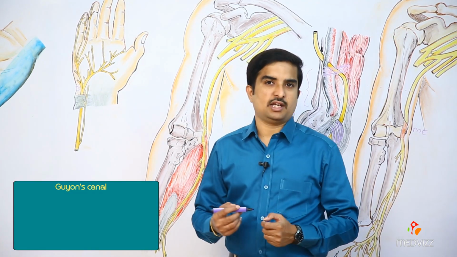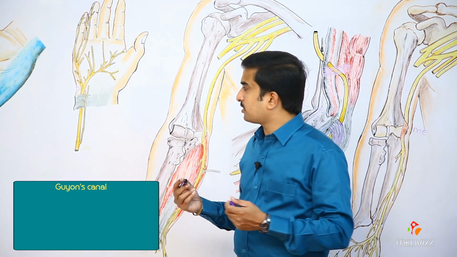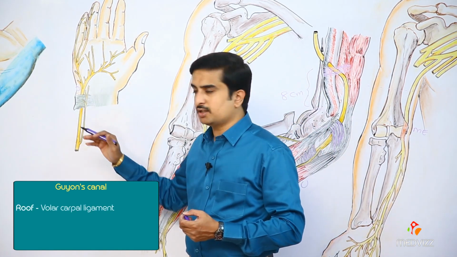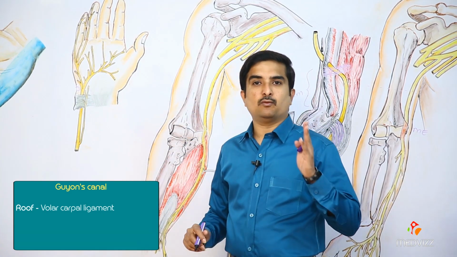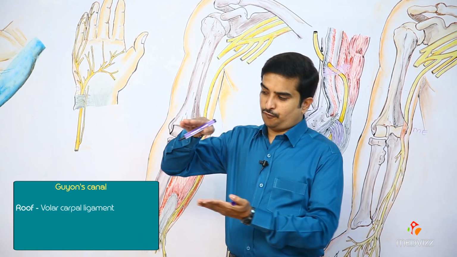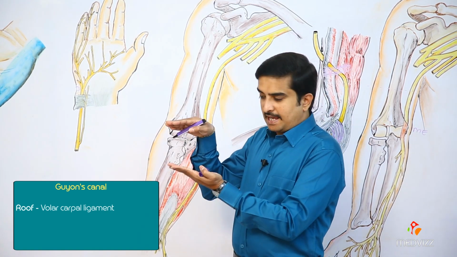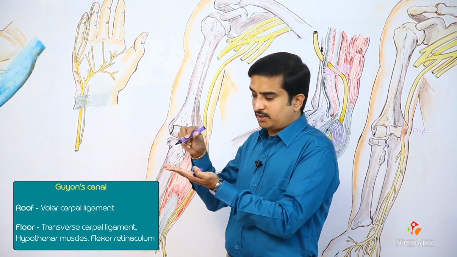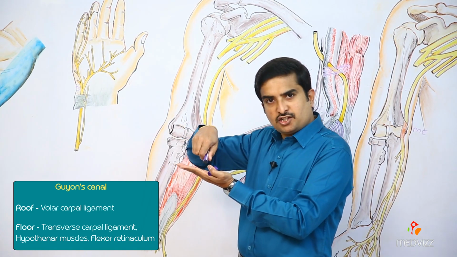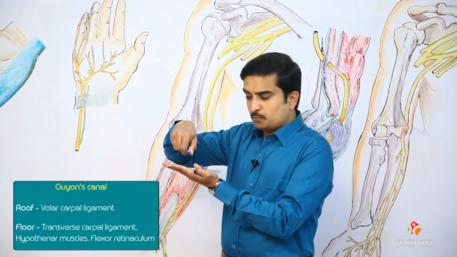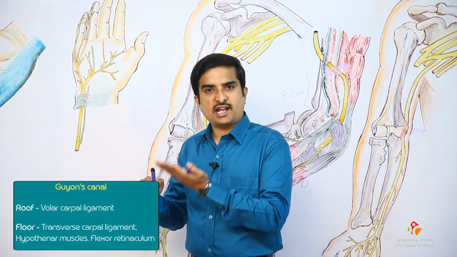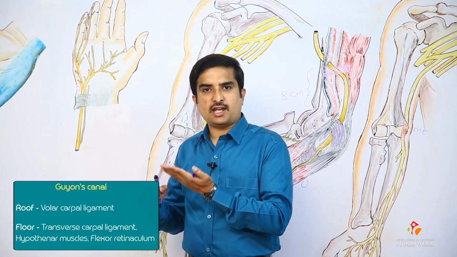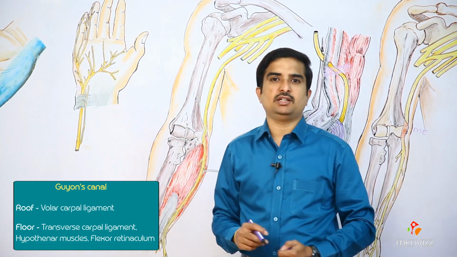So what is the Guyon's canal? Here the Guyon's canal, as you can see the roof, because you cannot see all the boundaries of the Guyon's canal in this picture. The roof of the Guyon's canal is formed by the volar carpal ligament. So the roof is formed by the volar carpal ligament, and this is the floor. As I already told you, the nerve is passing superficial to the transverse carpal ligament and superficial to the flexor retinaculum. So the floor is formed by the transverse carpal ligament, flexor retinaculum and also hypothenar muscles.